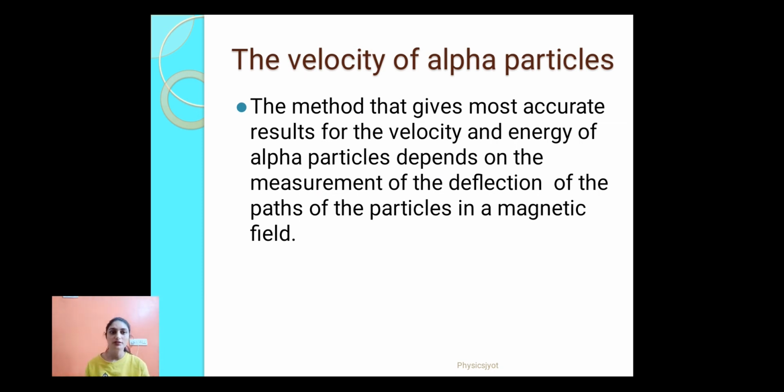Now the method that gives most accurate results for the calculation of velocity and energy of alpha particles depends on the measurement of the deflection of the paths of particles in a magnetic field. So the instrument which we are going to use over here for calculating velocity of alpha particles and in turn energy, that is magnetic spectrograph. So once you know the velocity using the formula E equals to half mv square, you can just calculate the energy. So basically magnetic spectrograph is used to calculate velocity, in turn energy of the alpha particles.